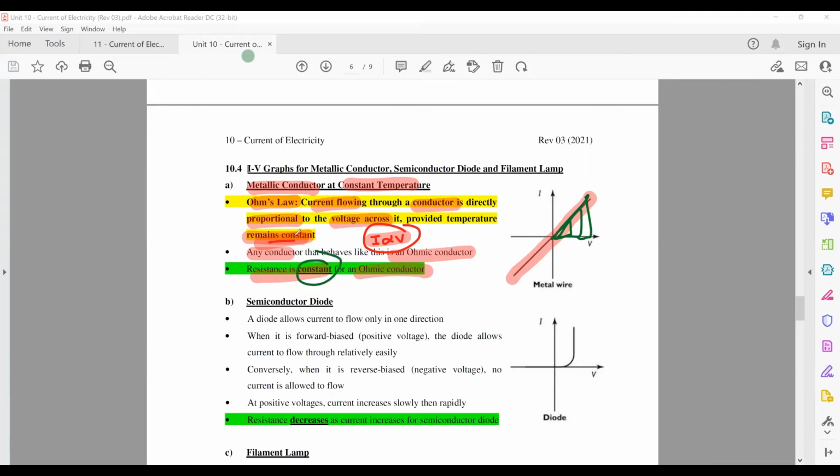Okay, this is an easy way of looking at it. Now, then after that, you also have semiconductor diode. Now, a diode is just simply a device that only allows current to flow in one direction. In your case here, when it is forward bias, having positive voltage, your diode allows current to flow through relatively easily. But when your diode is reverse bias, meaning you say you have negative voltage, no current is allowed to flow. You see there's nothing here.